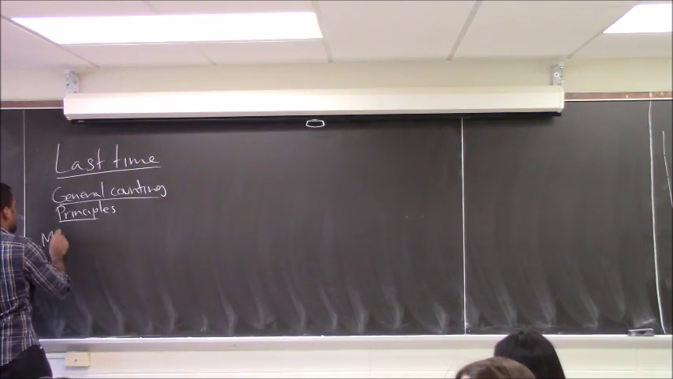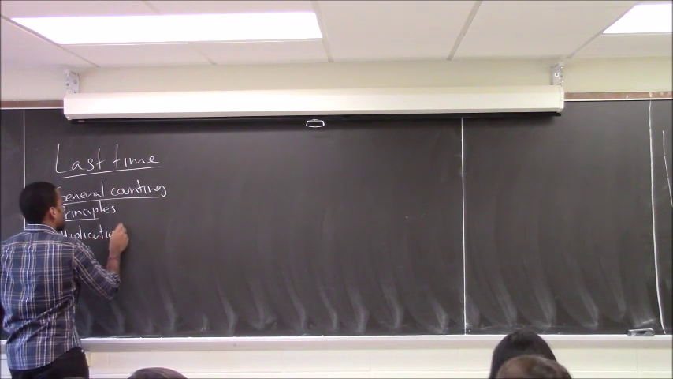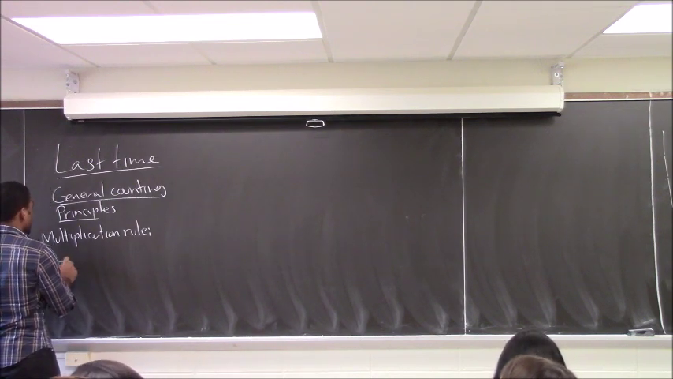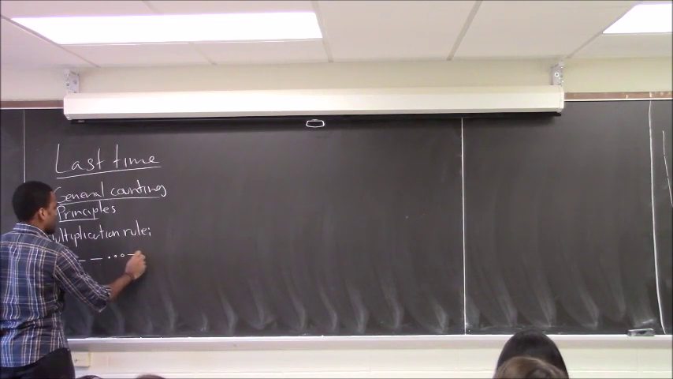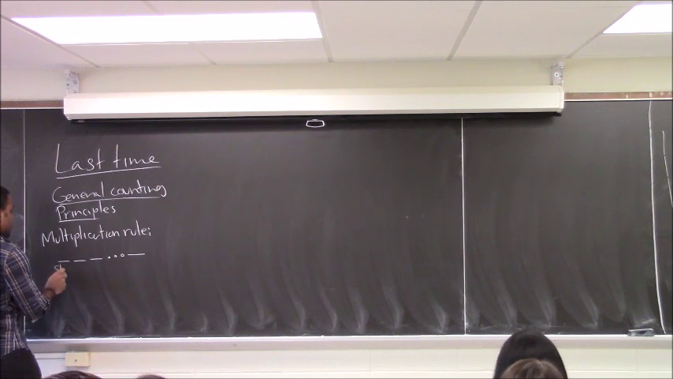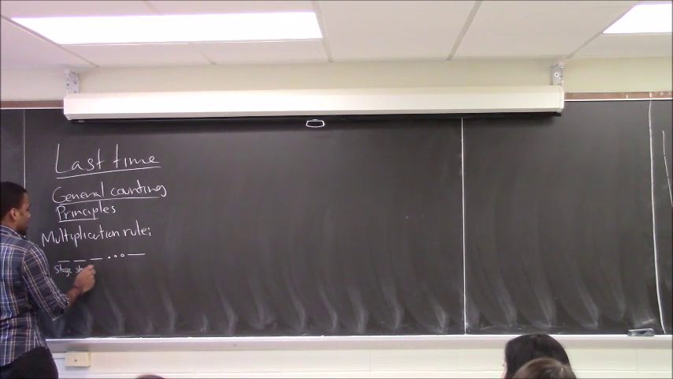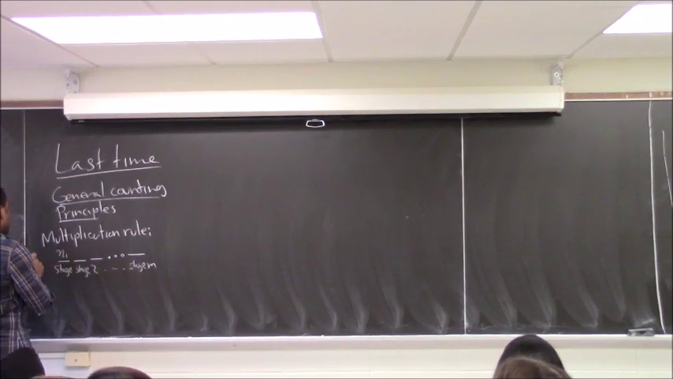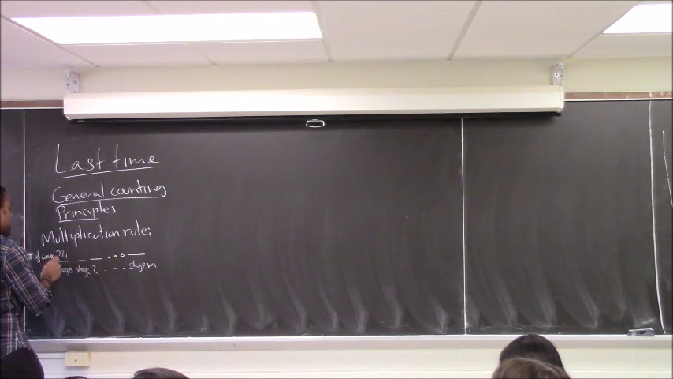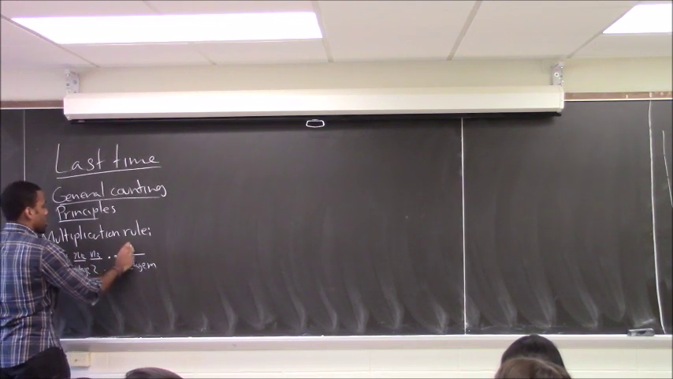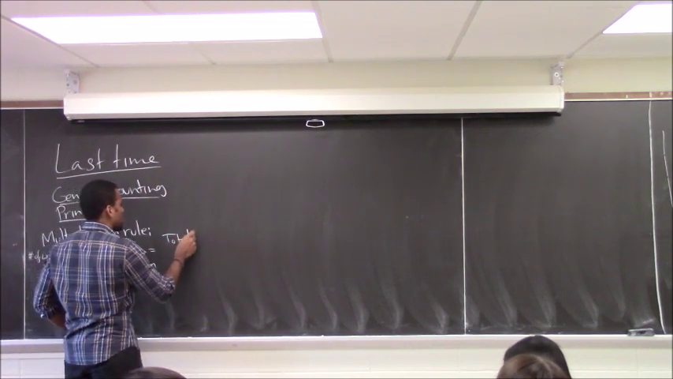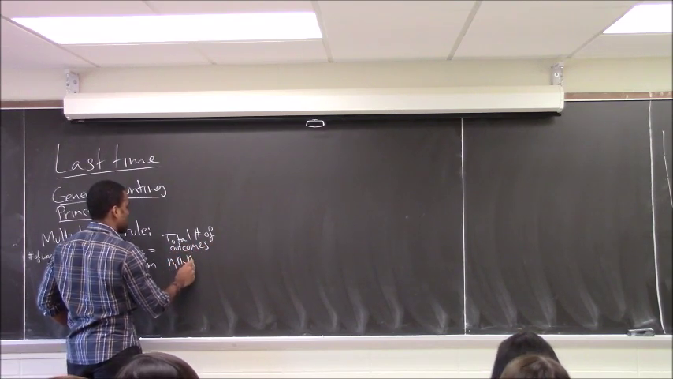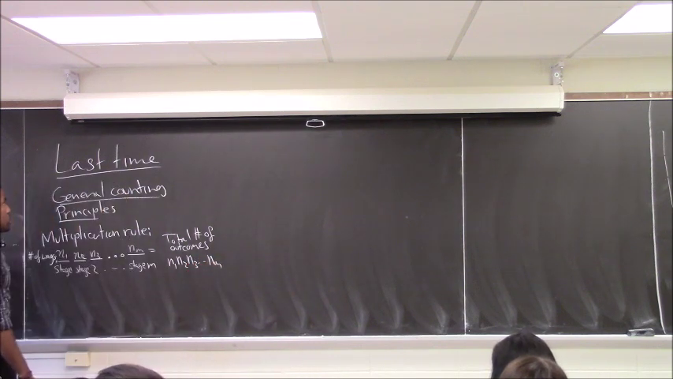So we have something called the multiplication rule. That was saying that if you have multiple stages in an experiment, stage 1, stage 2, etc. to stage n, and there are n1, n2, n3, all the way to nn ways that each can happen, then the total number of outcomes is the multiplication of all of these numbers. The multiplication rule.